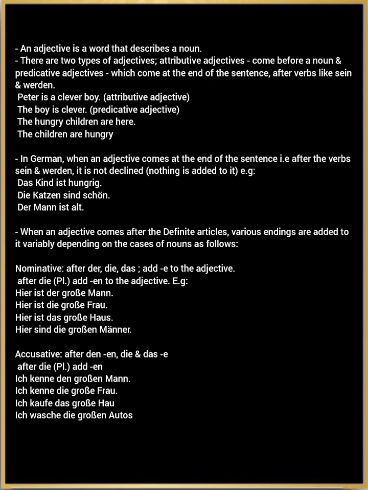How about accusative? Now in accusative, after den, you add en to the adjective. Remember, these endings are added to the adjectives coming after these articles. So after den, you add en. After die and das, you add e. And after die for plural, add en.